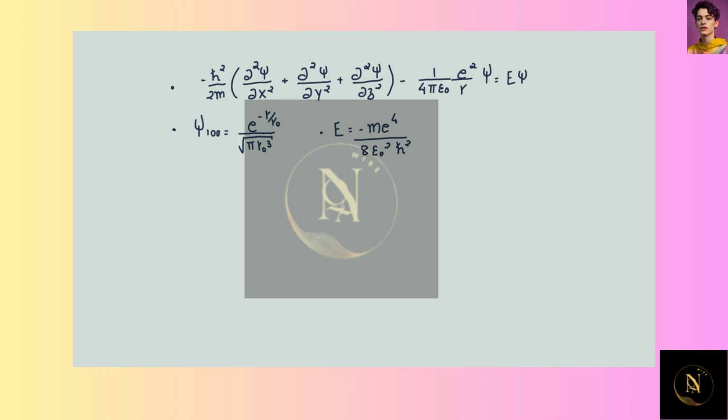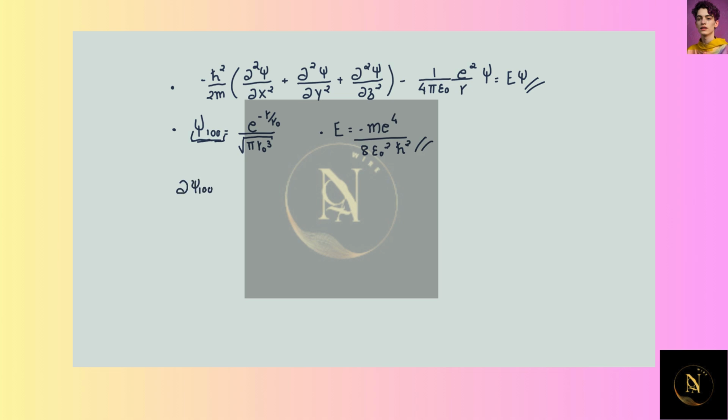All you have to do is verify that the ground state wave function, psi100, satisfies Schrodinger's equation with an energy given by this expression. So all you have to do, mostly, is calculate the second derivative of the ground state wave function with respect to x, y, and z. So let's do it for x first.